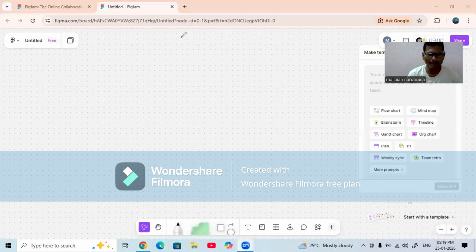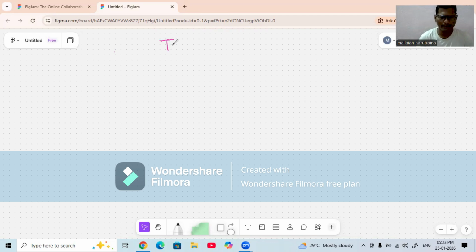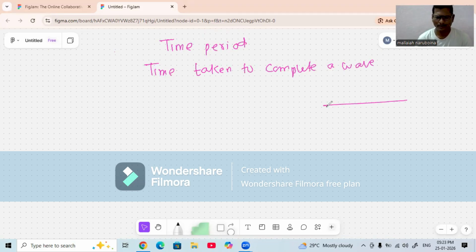Hello champions. Another important term is time period. It is denoted by the letter T. Here one example I am taking. How much time is taken by an object to complete a wave? Time taken for an object to make a complete wave is called time period. See here, this is one complete wave. From this point, one wave is moving like this. So the time taken to produce this wave is called time period.